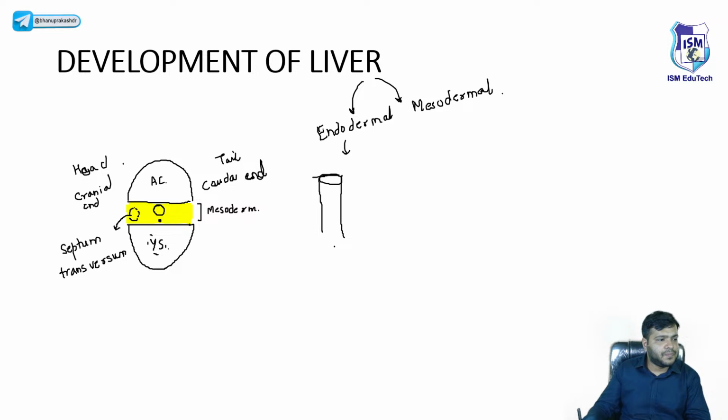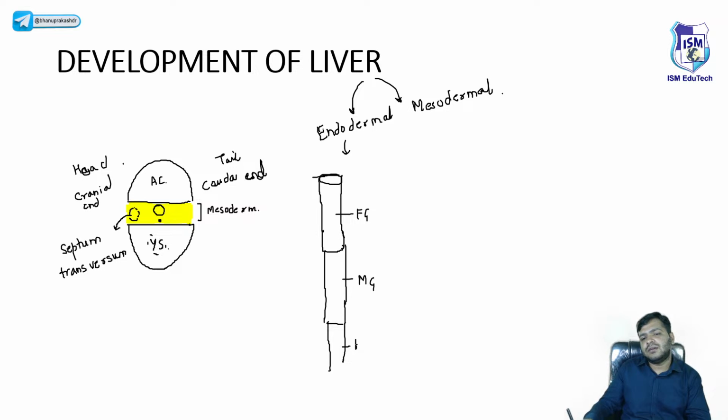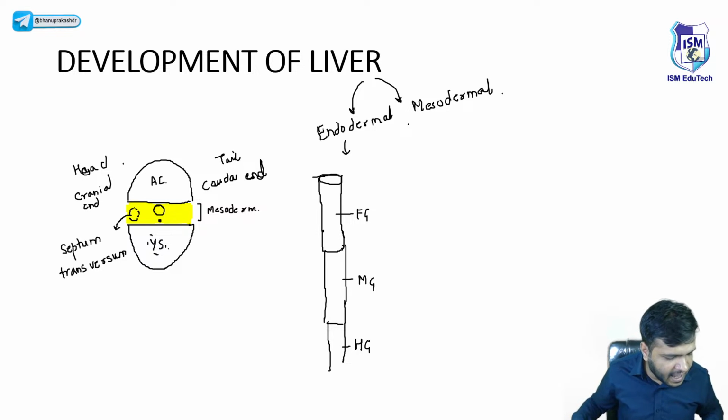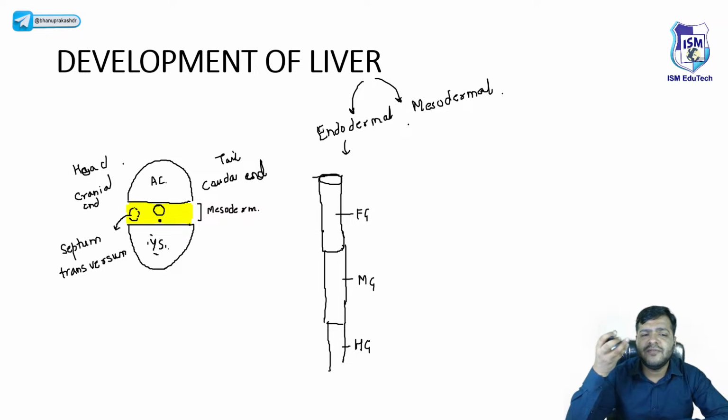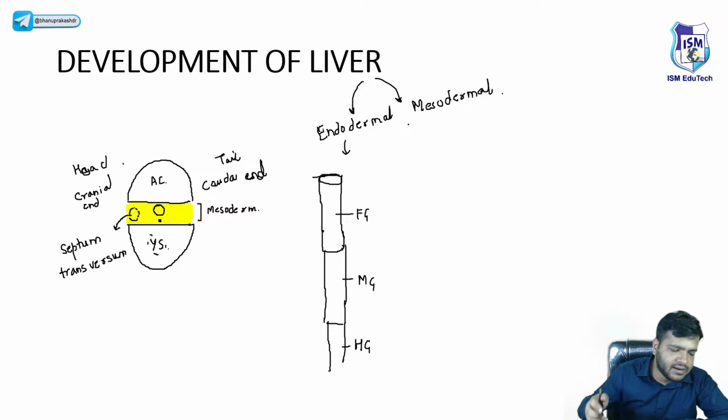So yes, this is the foregut. Then we have the midgut, and then we have the hindgut. And outside the gut tube, you already know we have the mesoderm. Undifferentiated splanchnopleuric mesoderm is there. All the visceral organs will develop from this particular part.